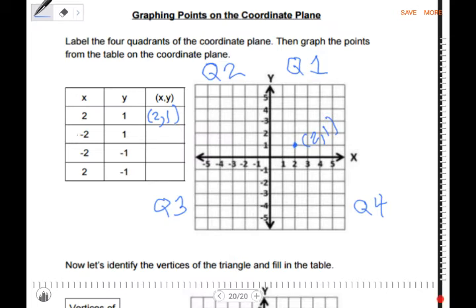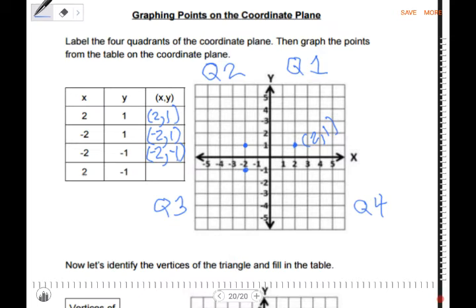Okay. Now, the next point, negative 2x, 1y. Ordered pair. Okay, so we're going to start at the origin and move 2 to the left. Then up 1. And notice we're in quadrant 2. Negative x, positive y, quadrant 2. Okay, negative 2x, negative 1y. That will put us in quadrant 3. Negative 2x, negative 1y. So I'm going to travel from the origin 2 to the left and down 1.